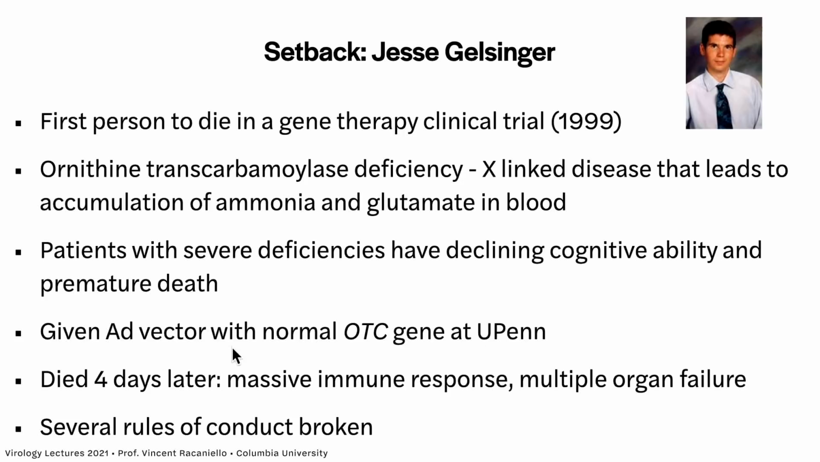So he was given an adenovirus vector carrying the normal OTC gene, and 4 days later, he died. He had massive immune responses against the vector. He had multiple organ failure. This is highly documented online. You can find the whole story documented. What they did wrong, basically, they broke a lot of rules of conduct at UPenn. Their program was stopped, and many other programs were stopped for a long time. And new rules were put into place to prevent this, because it's really a tragedy.